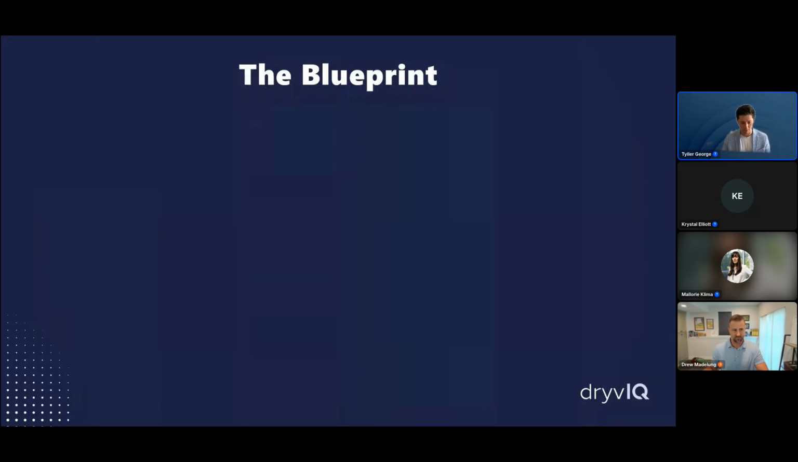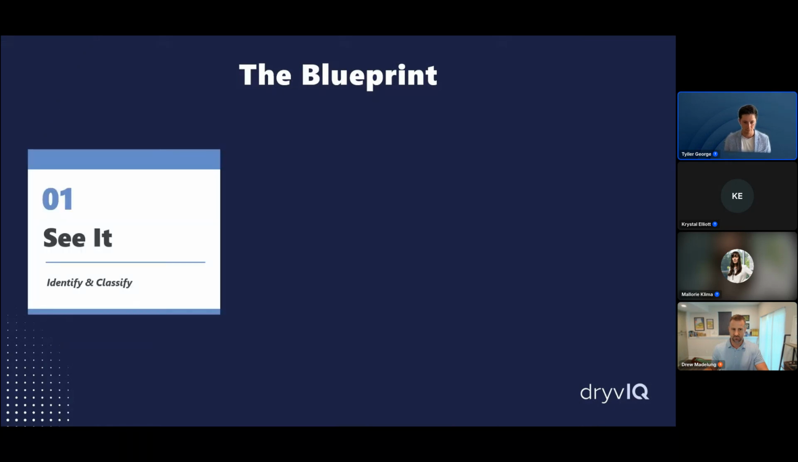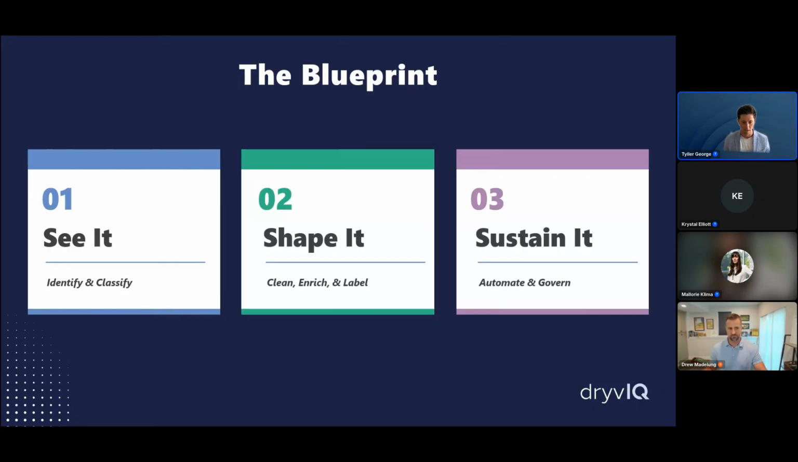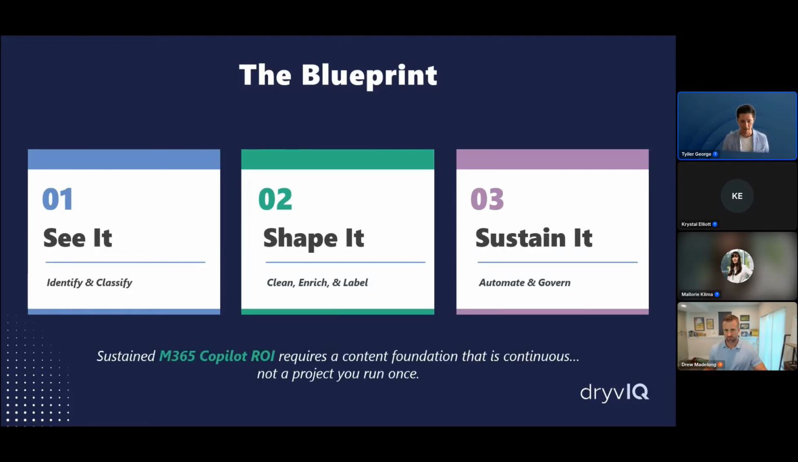Now, the approach that we outlined here today is overall simple. We have 3 steps. First, you have to see it. Then we shape and we sustain. In this first step, you have to be able to identify and classify the content that you have. We have to find where our blind spots are. We heard earlier we may have a clear picture of our M365 estate. Let's see what we have holistically, and then let's establish a clear view of our content quality across our estate. And then we have to shape it.